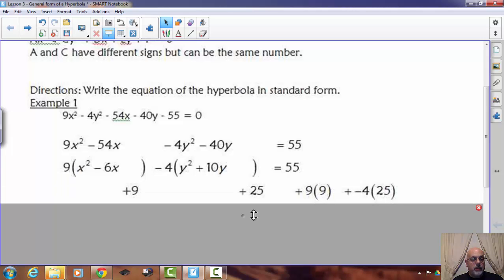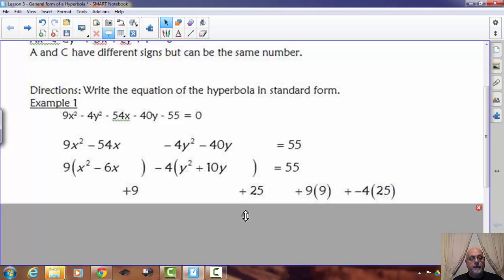We're going to complete the square. So over here you need to add 9 inside the parentheses. So on the right side we're going to add 9 times 9. Over here you need to add 25 to complete the square. So it's negative 4 times 25 that we add on the right side because there's a negative 4 outside the parentheses, because we factored the negative 4 out of the y squared and the 40y. So notice the sign change. We start out with negative 4y squared minus 40y. You factor out the negative 4, and you have y squared plus 10y.